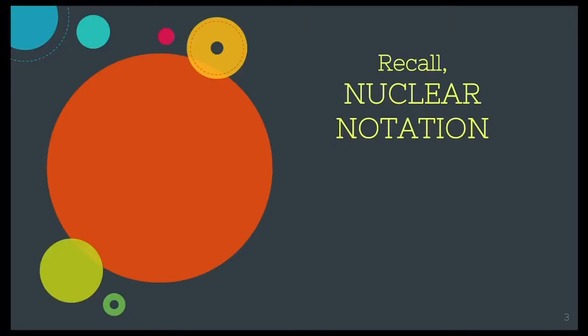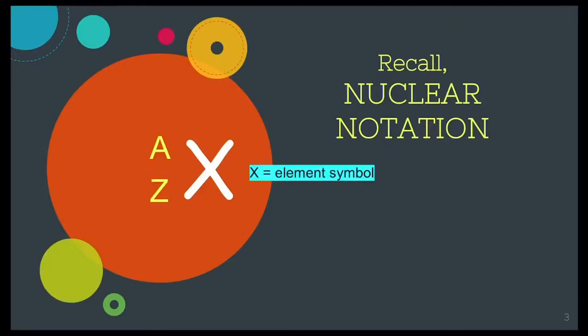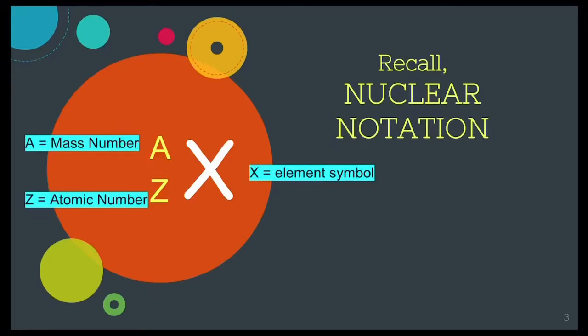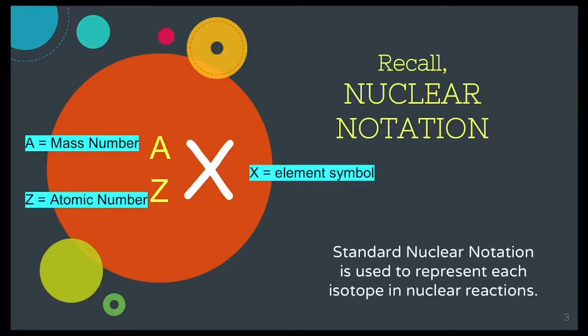So recall nuclear notation. This symbol, X, represents the symbol of an element. A represents the mass number of an element, and Z represents the atomic number. We are going to be using standard nuclear notation for isotopes as we write nuclear equations.